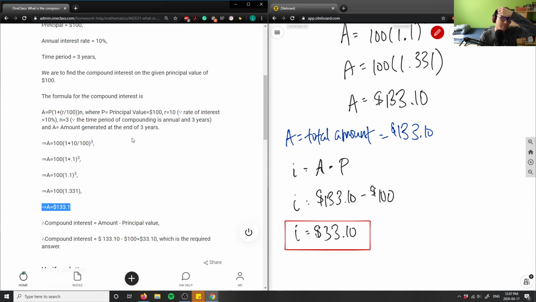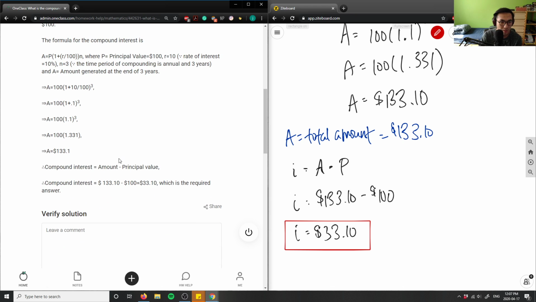I don't like how they didn't put the time cycles. So if, for example, the interest was compounded bi-yearly or monthly, then they would have to account for that there. But in this case, we don't have to. So $33 is the correct answer.